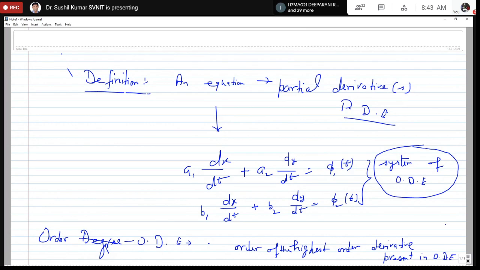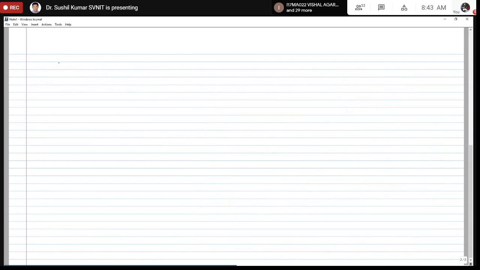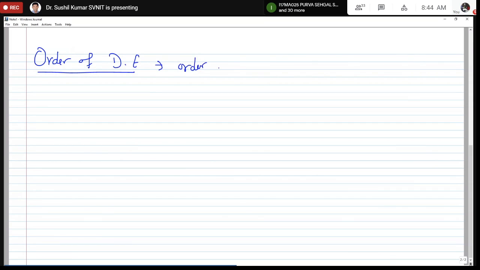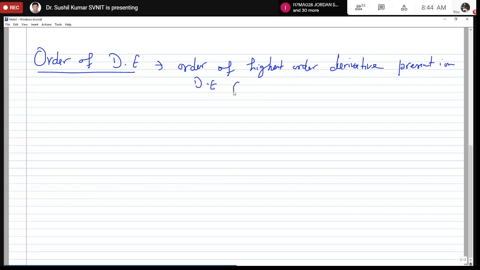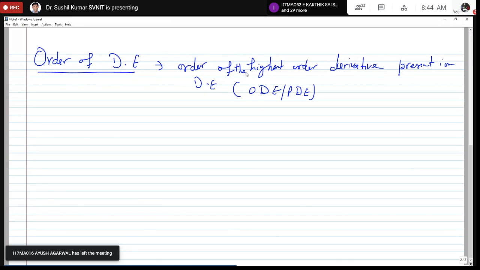We have the same definition for PDE also. So you can say in case of a differential equation, the order is the order of the highest order derivative present in the differential equation. Differential equation means it may be ODE or PDE. We have the same definition of order for ODE and PDE. So the order of the highest order derivative present in a differential equation is called the order of the differential equation. It may be PDE or ODE.